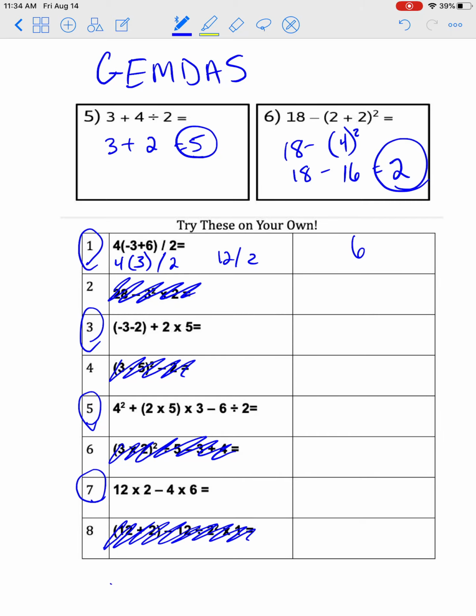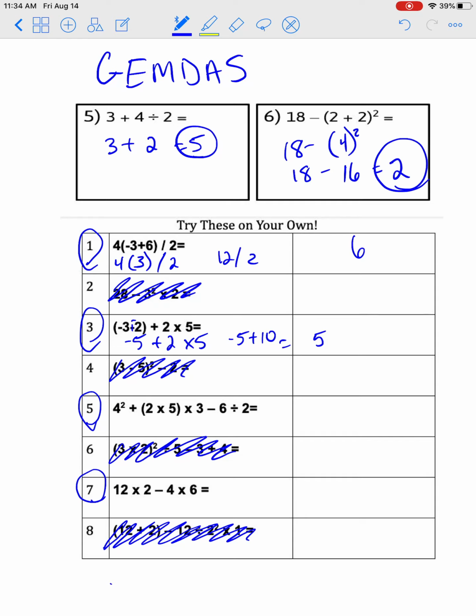Number 3. Let's see what we get. Negative 3, I have grouping, right? So negative 3 plus negative 2 is negative 5. Plus 2 times 5. Can I go negative 5 plus 2? No. Follow GEMDAS. I've got to multiply first. That's negative 5 plus 10, because 2 times 5. And negative 5 plus 10 equals 5.